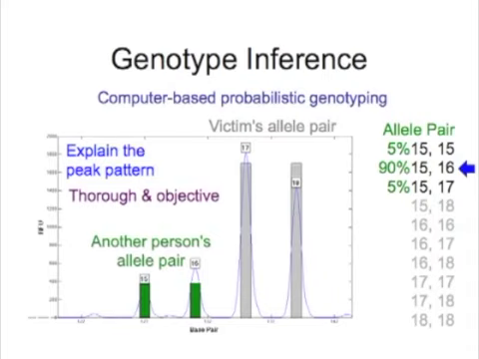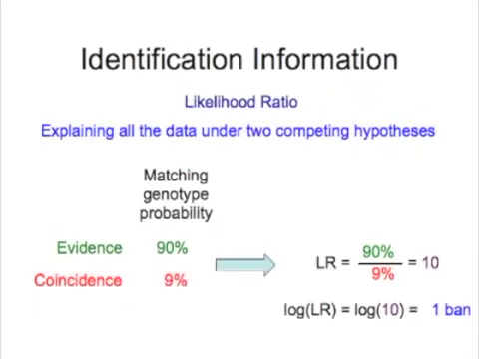And what you end up with in the end is a listing of the possibilities, and because this is science, uncertainty is expressed as probability. So in this case, perhaps 90% of the probability goes to the minor contributor having those 2 green bars, that his genotype is a 15, 16. The reason you want the genotype is that after it's objectively inferred only from the data, never looking at a suspect, you can then make a comparison.